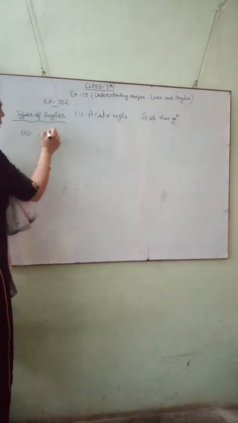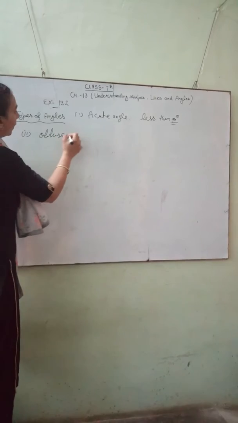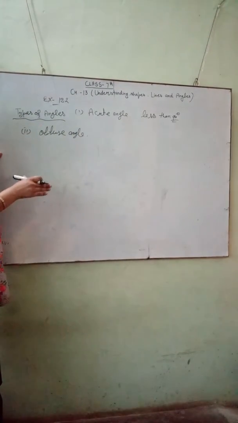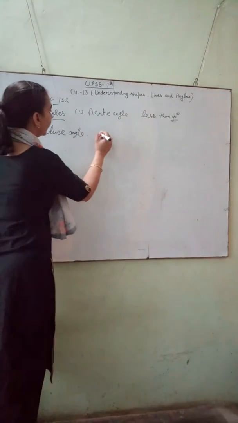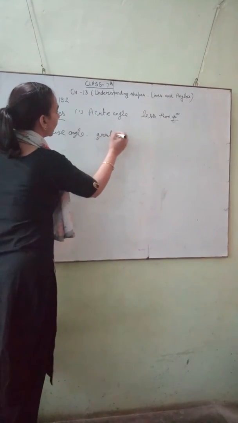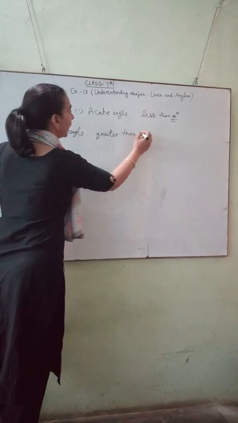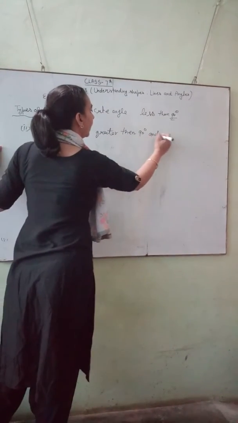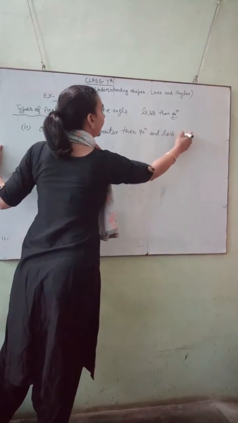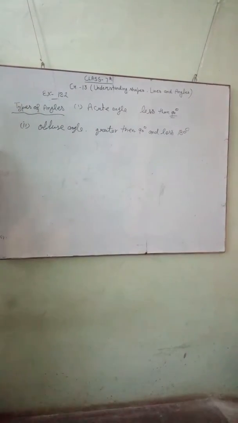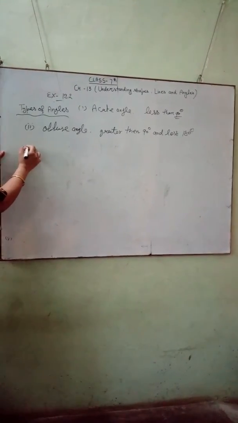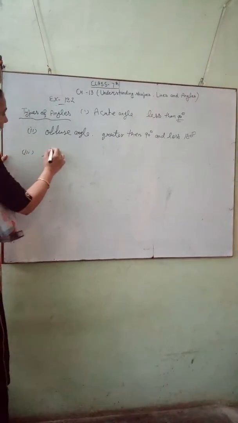Second type, obtuse angle, an angle whose measure is greater than 90 degrees and less than 180 degrees, then this angle is obtuse. Clear? Again, third is the straight angle.